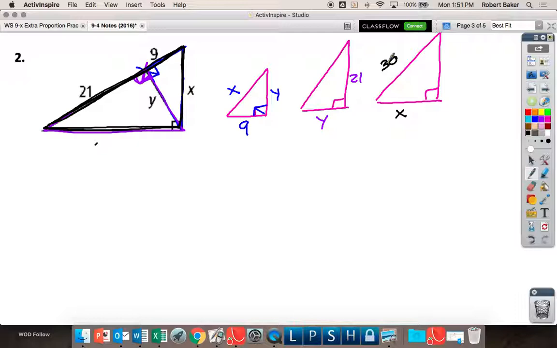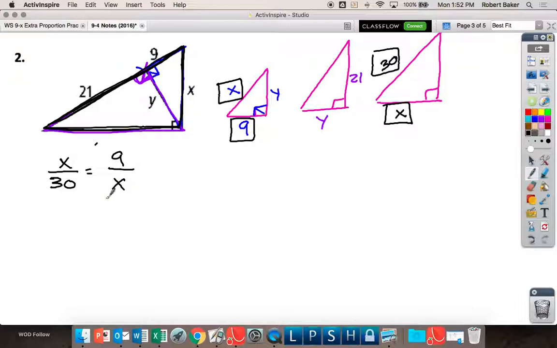All right? So pick one. Which one do you want to start with? X. I'm trying to solve for x. Do I have a proportion I can set up? Does x correspond to a number on another triangle? 30. X and 30 are in corresponding locations. I'm using small and large, so I'm going to put x over 30. Now I have to use the small and large triangles. Is there a side that corresponds to x for the small triangle and the large triangle still? 9 over x. So that's small triangle on top, large triangle on the bottom. And I have x over 30 equals 9 over x.